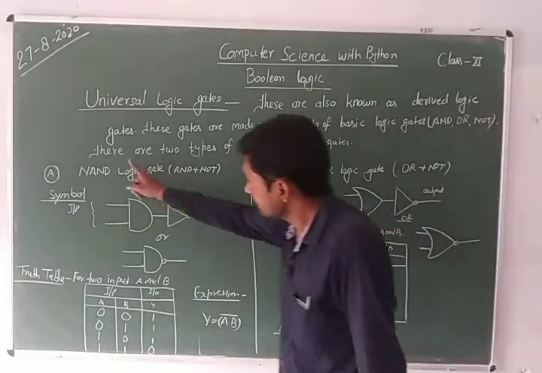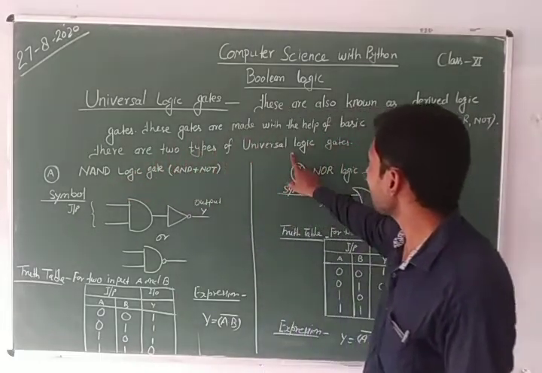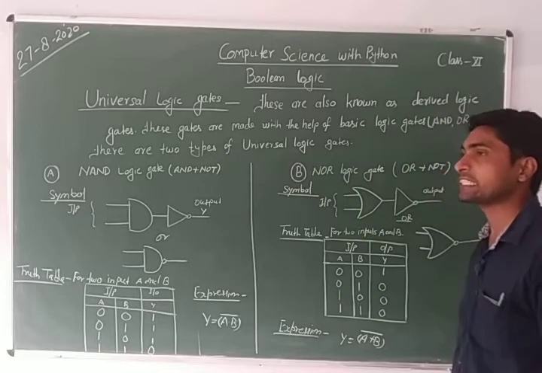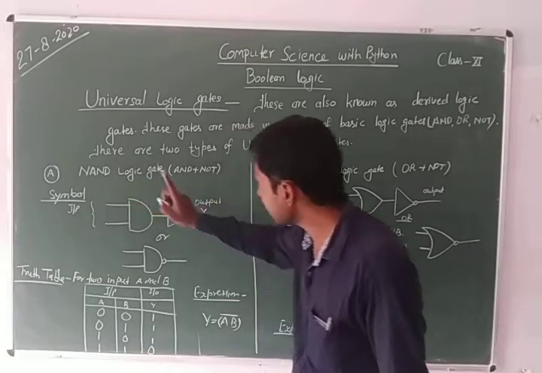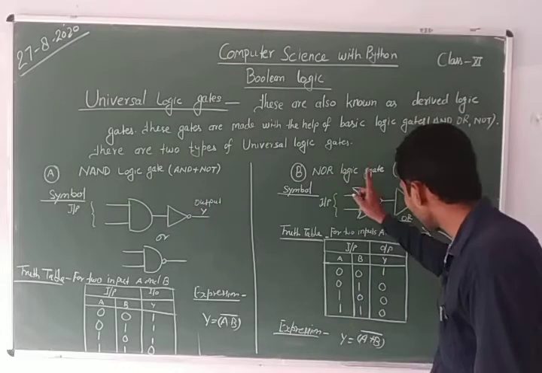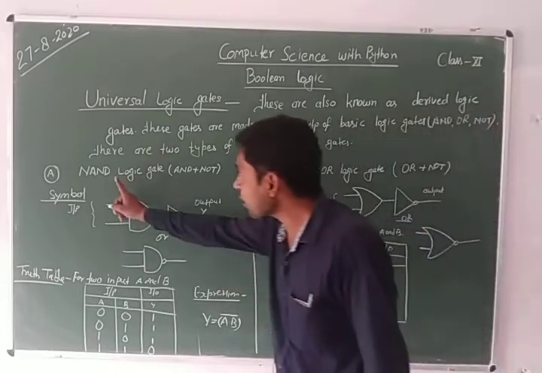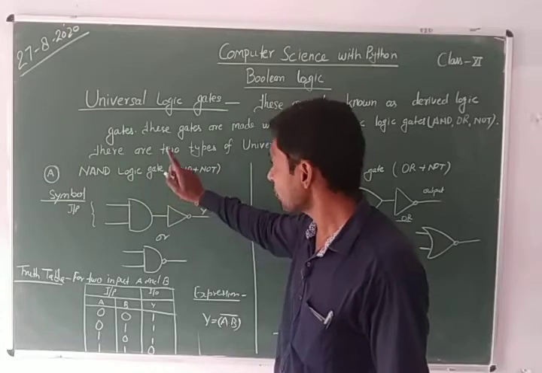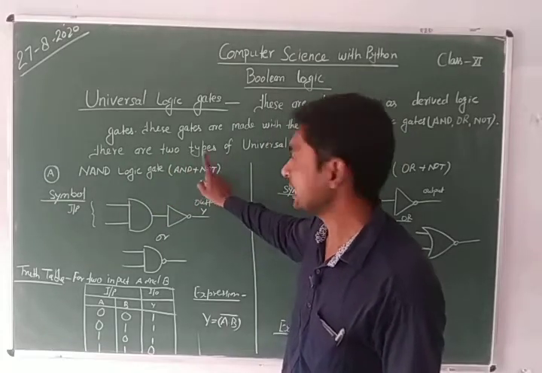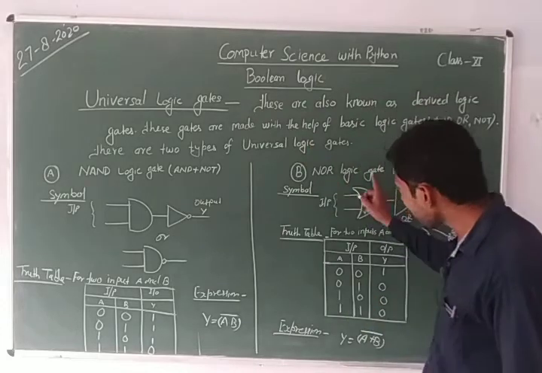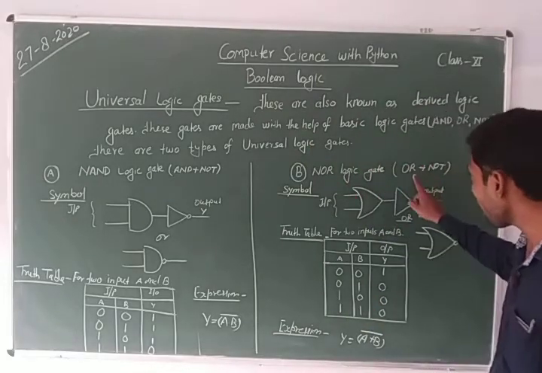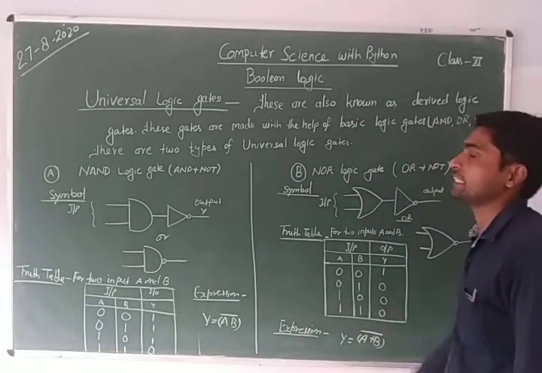Next, there are two types of universal logic gates. Derived logic gates are of two types. First, NAND logic gate. Second, NOR logic gate. NAND logic gate consists of AND gate and NOT gate. And NOR logic gate consists of OR gate and NOT gate.